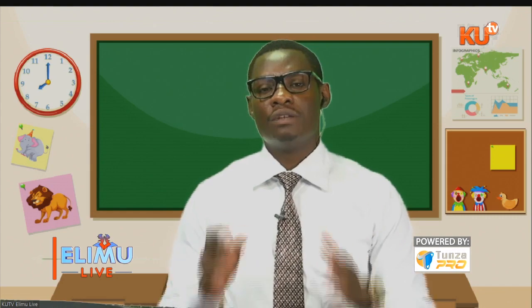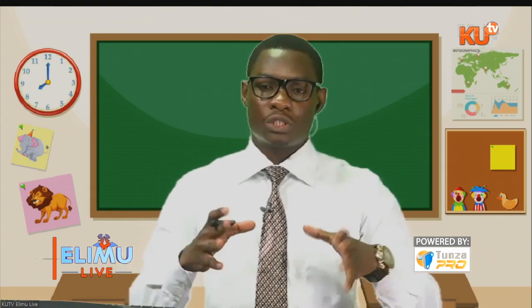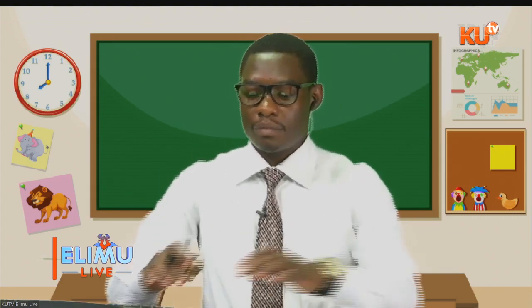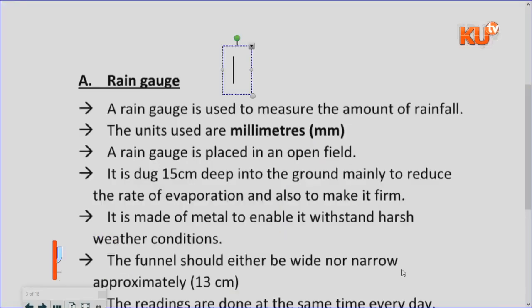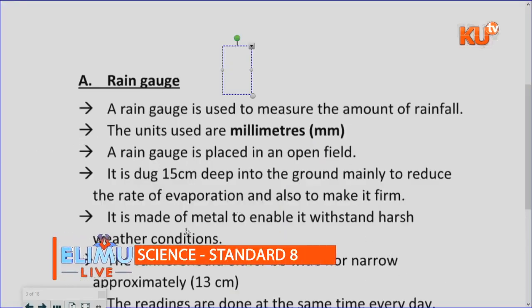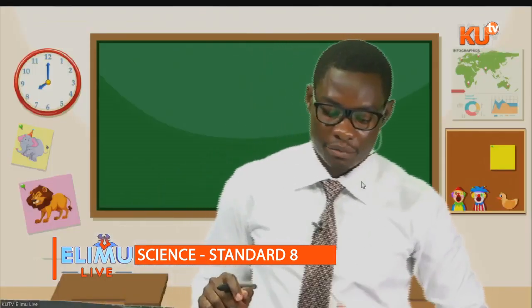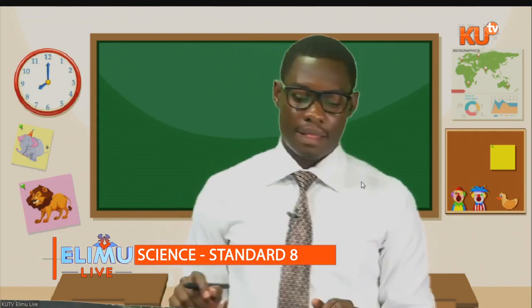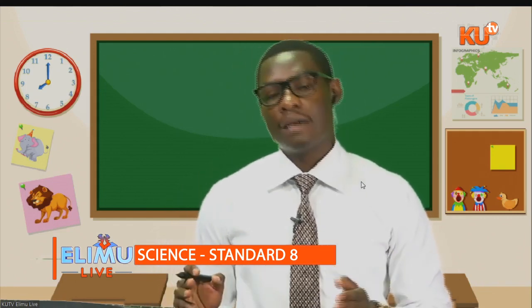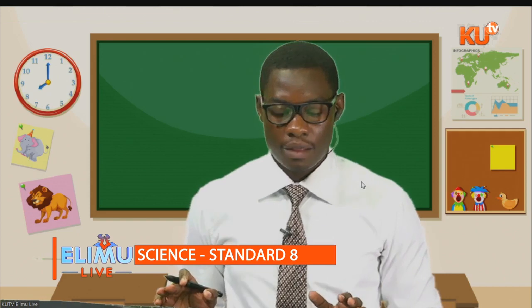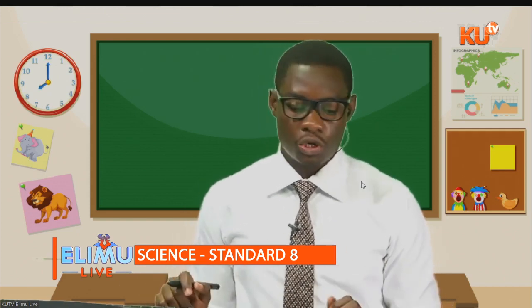So apart from reducing the rate of evaporation, it also makes the rain gauge firm. So it is dug 15 centimeters deep into the ground, mainly. We take note of this word mainly. Mainly means the most important part. So it is dug 15 centimeters to reduce the rate of evaporation and also to make it firm. But remember, to reduce evaporation is the main point, while the other one is just an additional point.